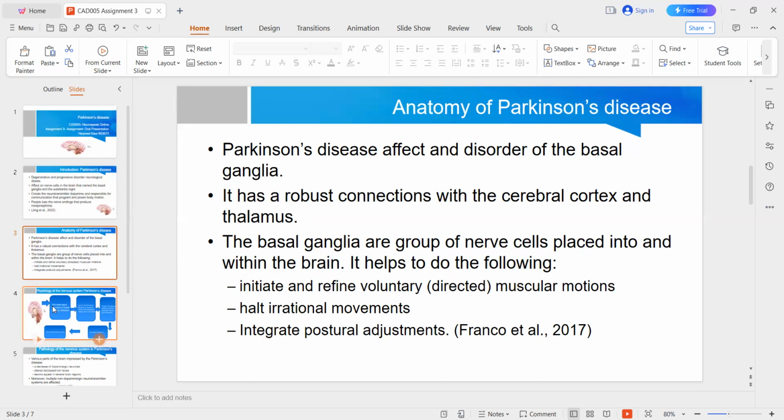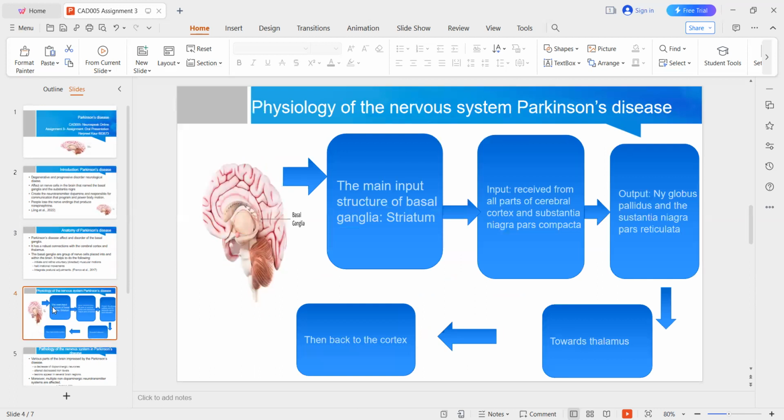2017. In the next slide, you can see the map showing how Parkinson's disease impacts different parts of the brain as it progresses. It commenced with the basal ganglia, and then it received input from all parts of the cerebral cortex, substantia nigra, and pars compacta. Furthermore, this process continued towards the thalamus, and then back to the cortex. So this map is showing how the process goes inside the brain, specifically the basal ganglia.